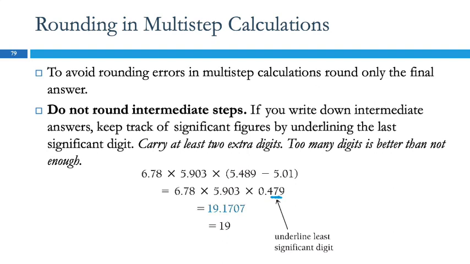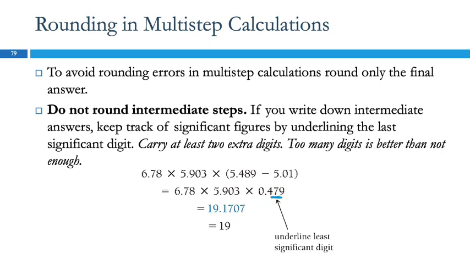But I'm not done yet. So I underline the last significant figure. Now I'm going to do the multiplication. So now I'm looking at number of sig figs. Okay? 3 sig figs, 4 sig figs.